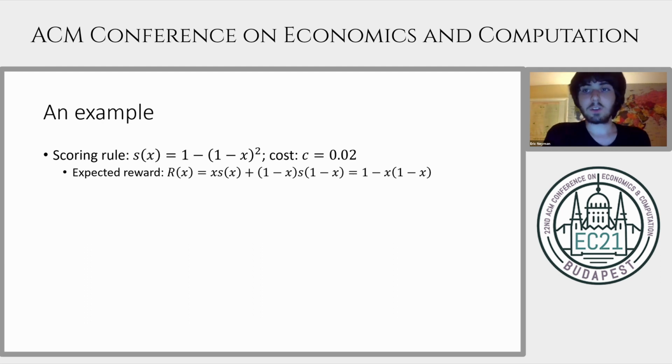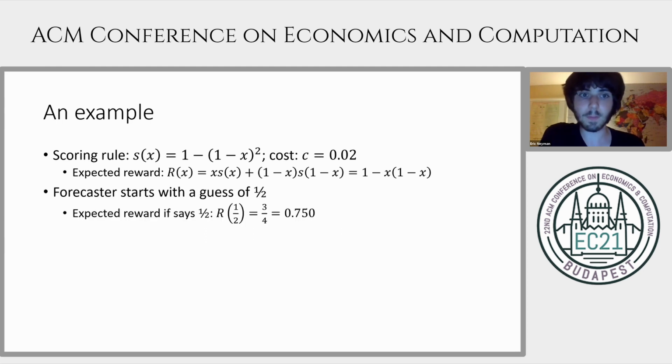Now, I want to guide you through an example of how the forecaster might reason about what to report. So let's say that the cost per flip is 2 cents, and the scoring rule that we are rewarding the expert with is the quadratic scoring rule, in which case the expected reward function of the forecaster is R(x) = 1 - x(1 - x). The forecaster starts out with a guess of 1/2. And so their expected reward is R(1/2), which is 0.75.